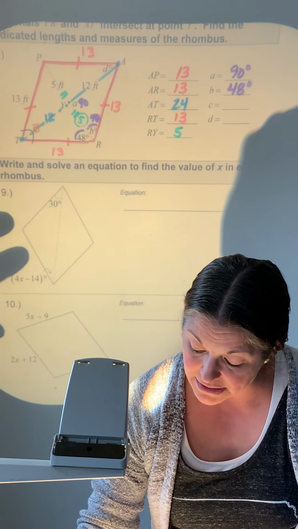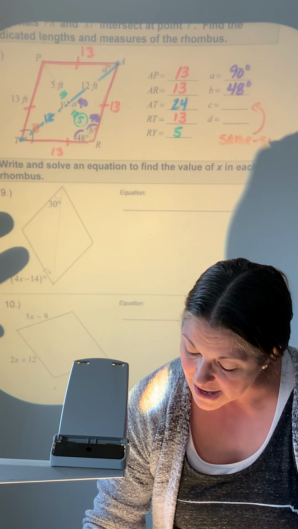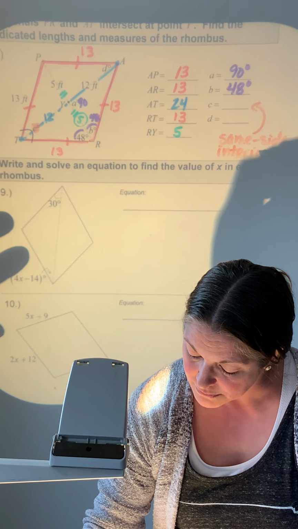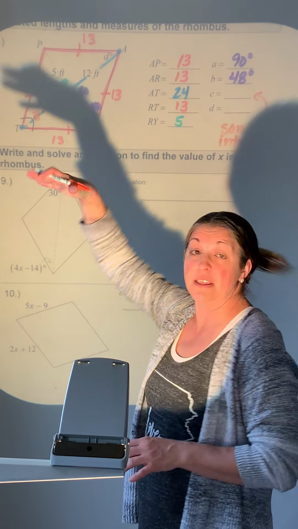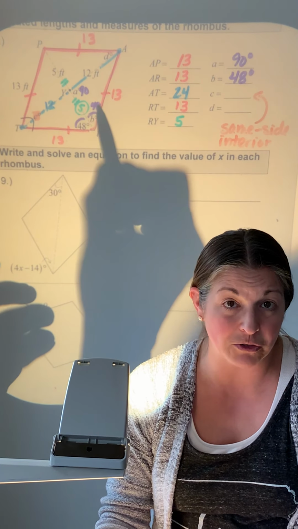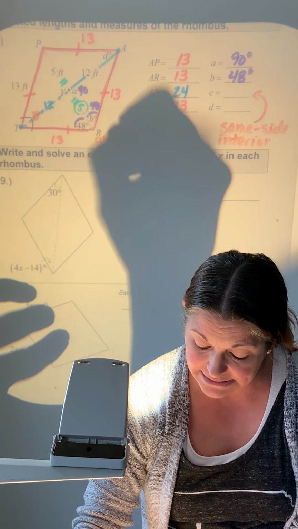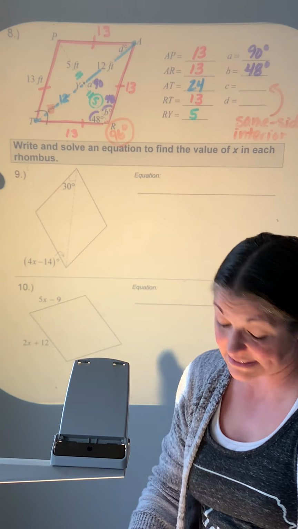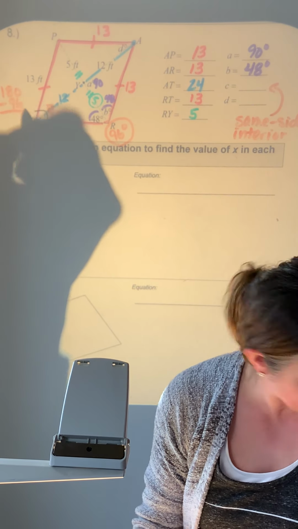Okay, in fact, let me make a little note there. Same side interior. So let's find out that same side interior and then just use our supplementary thing. So we just determined that this was 48. So 48 and 48, well, that's going to give us a 96 degree for that corner. So then if I want to find C, I'll do 180 minus the 96.